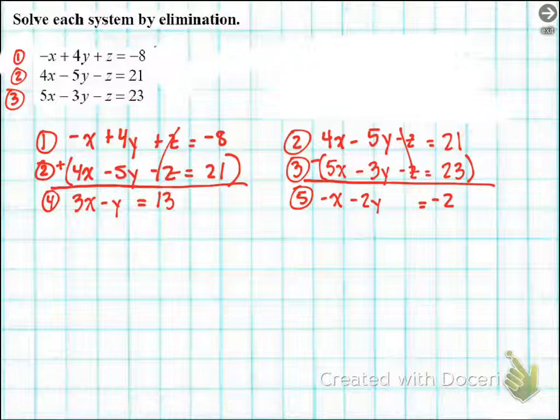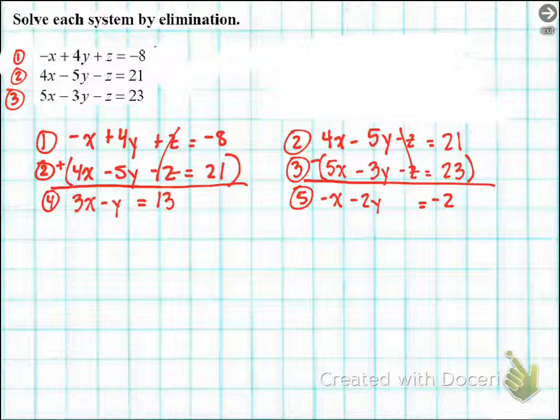Okay, so I got a question for you. Let's think ahead. Which variable would you want to get rid of, the x's or the y's? Why? It's a smaller number, but this is negative 2y and this is negative y. What would I need to do with equation 4? Multiply by? Let's multiply by 2. We can even multiply by negative 2 if you want.